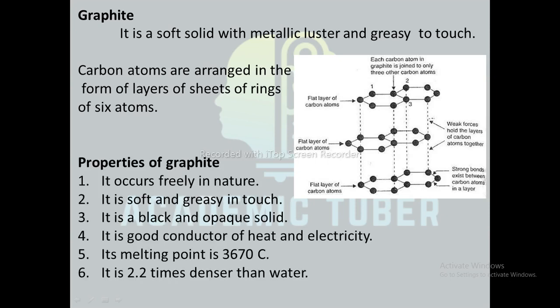Properties of graphite. It occurs freely in nature. It is soft and greasy to touch. It is a black and opaque solid. It is a good conductor of heat and electricity. Its melting point is 3670 degrees Celsius and it is 2.2 times denser than water.